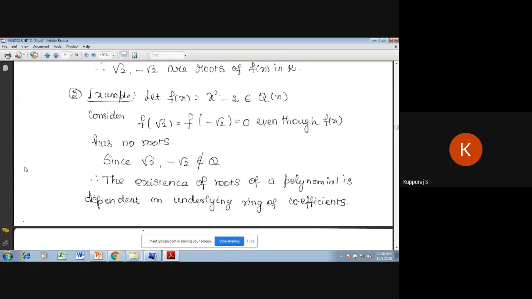So here the polynomial does not have roots over the set of all rational numbers.